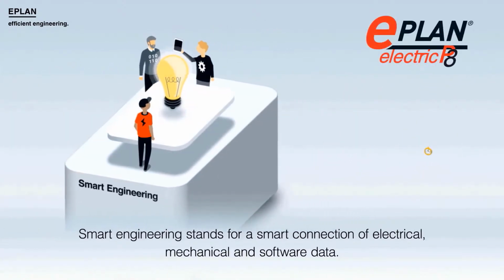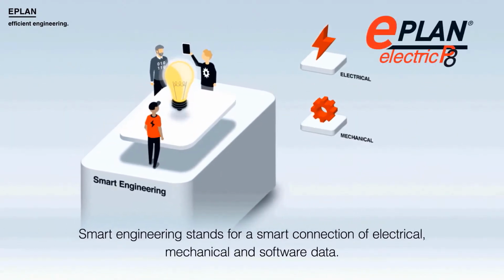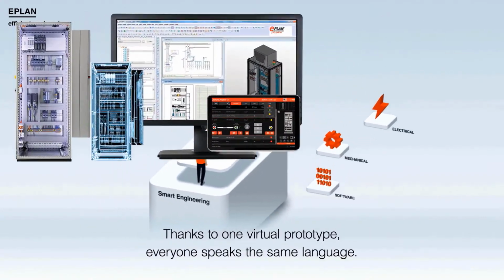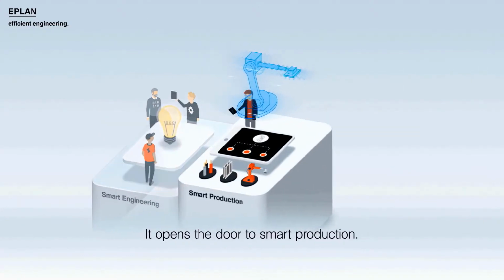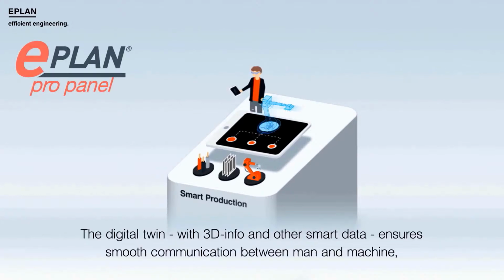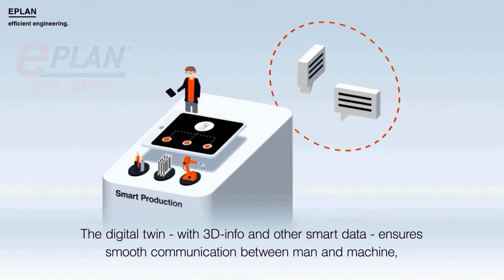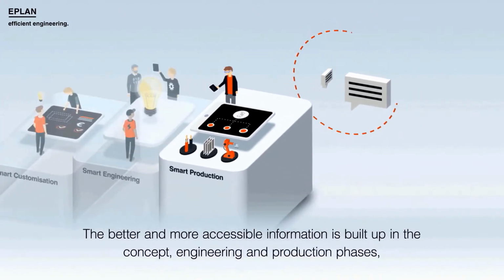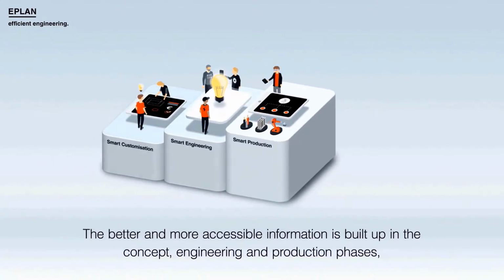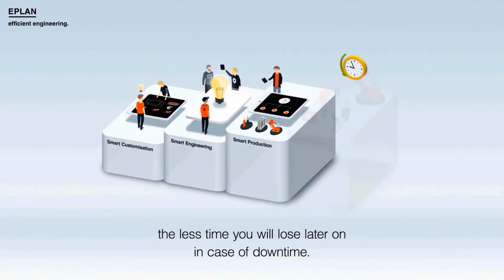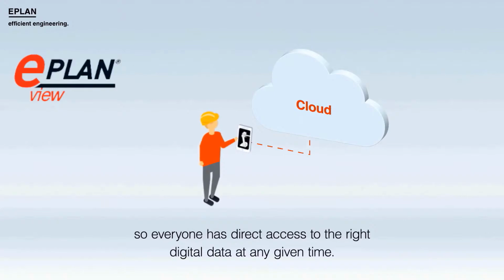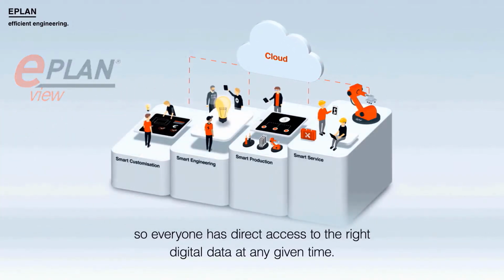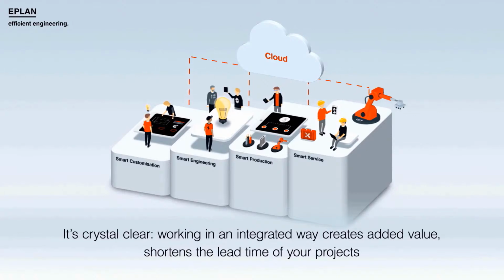Smart engineering stands for a smart connection of electrical, mechanical, and software data. Thanks to one virtual prototype, everyone speaks the same language. It opens the door to smart production. The digital twin with 3D info and other smart data ensures smooth communication between man and machine. The better and more accessible information is built up in the concept, engineering and production phases, the less time you'll lose later on in case of downtime. You can also store everything in the cloud, so everyone has direct access to the right digital data at any given time. It's crystal clear.